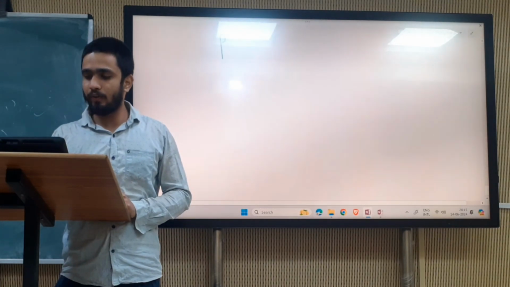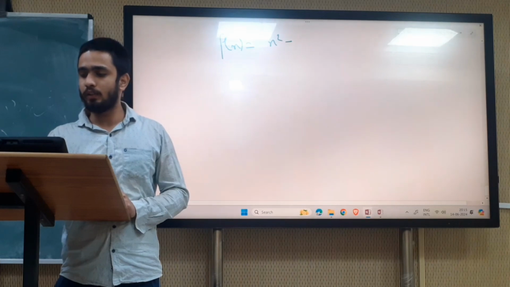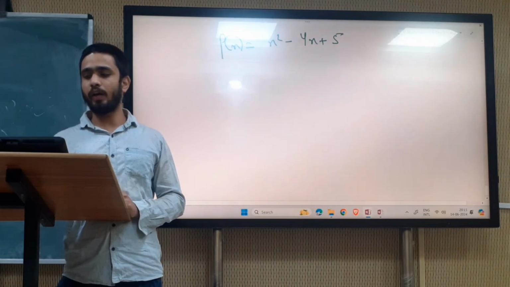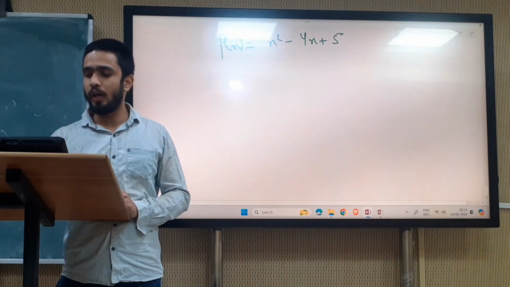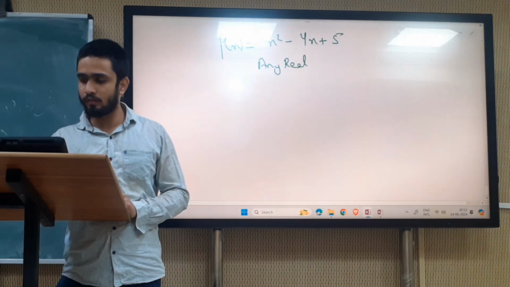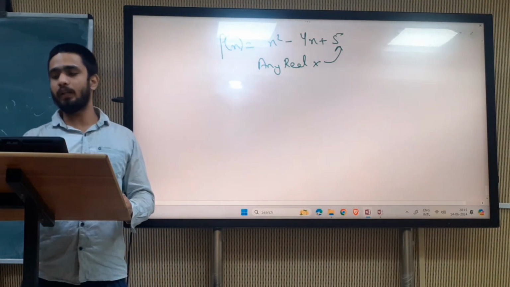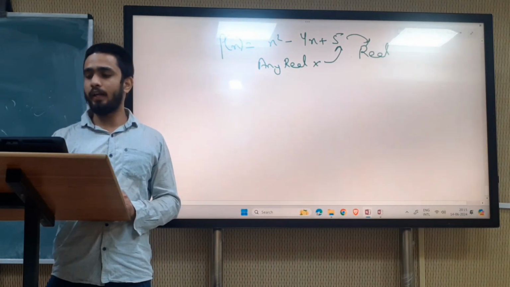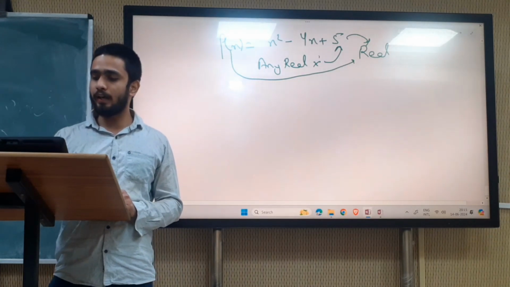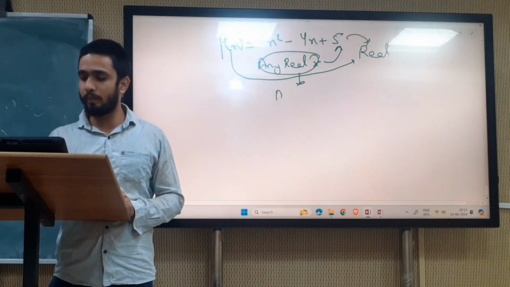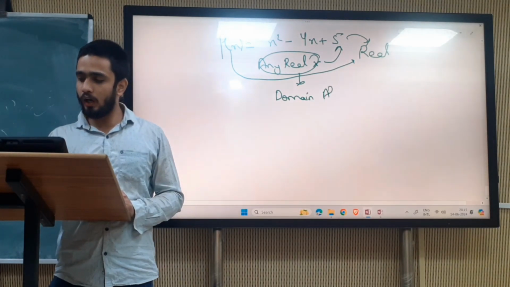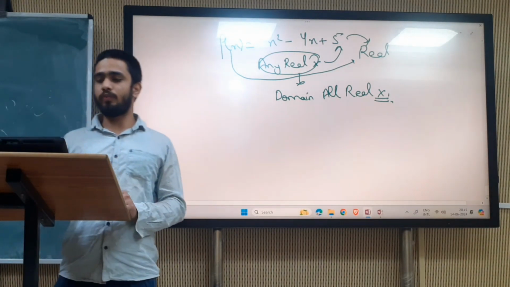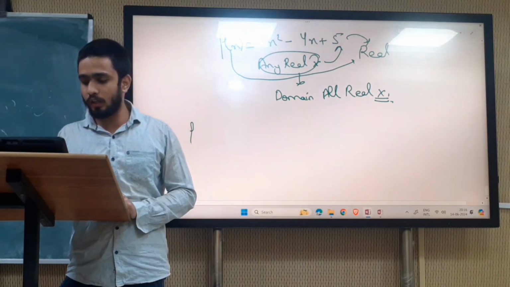Suppose that f(x) is x square minus 4x plus 5. What are the allowed values of x? Any value we can put here, any real x, since for any real x, f(x) will be real. So all x are in the domain. So the domain is all real x. Let's see another f(x).